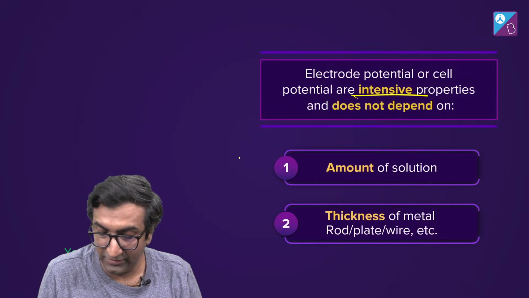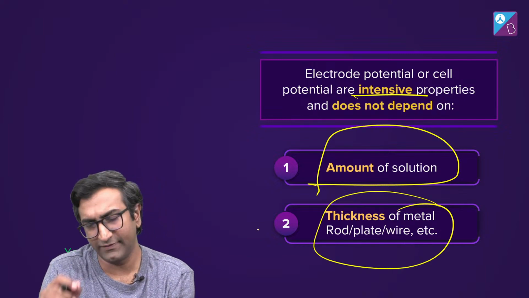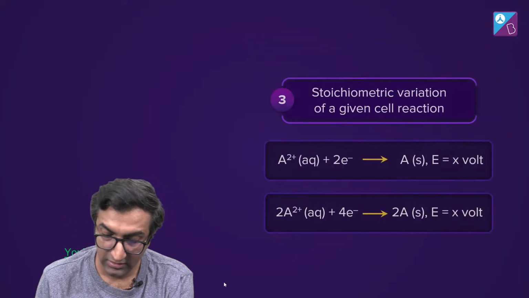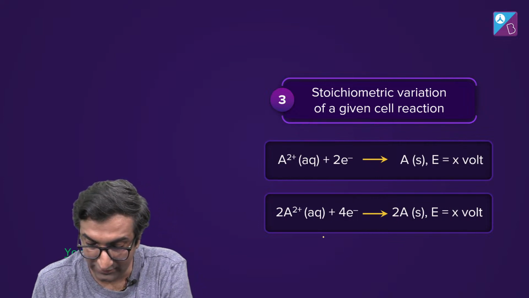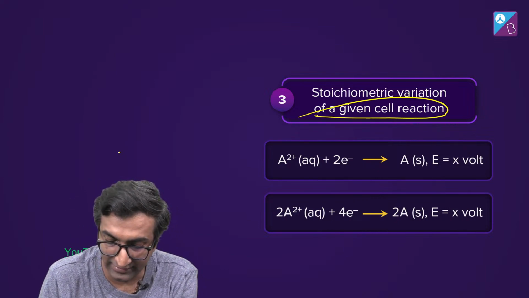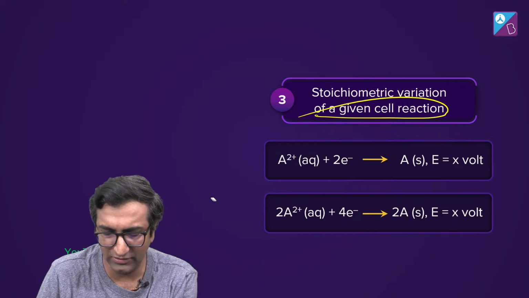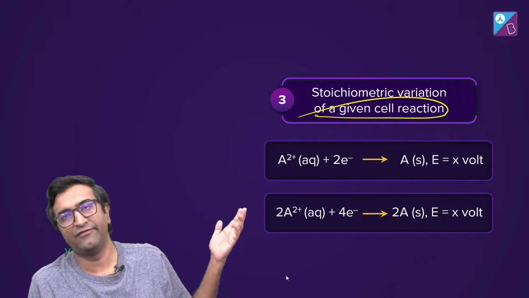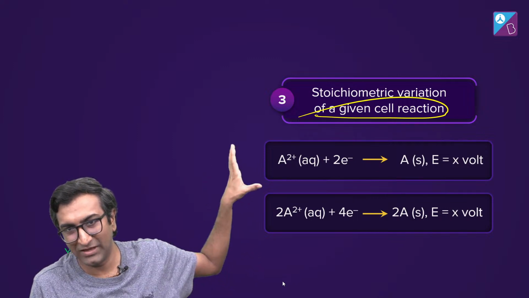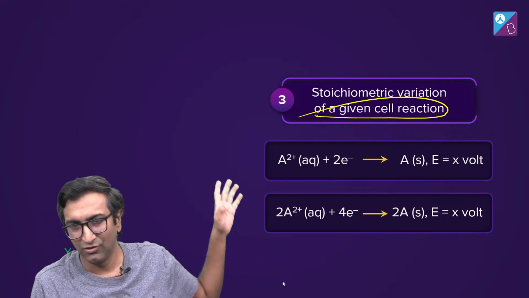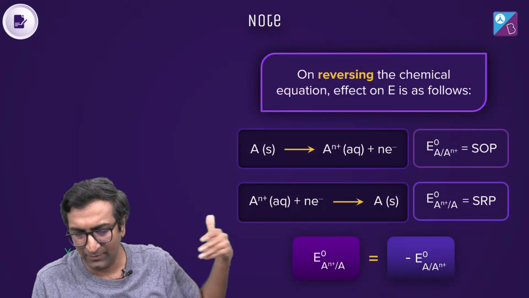It's an intensive property. It does not depend on how much solution you take. It doesn't depend on the thickness of the metal and all that. Even a little bit of metal will work. It also does not depend on the stoichiometric variation of a given cell reaction. That is, if I take this or 2 or 10 times the reaction, it doesn't matter. Because in a reaction you have 10 power 23 electrons or so, a lot of particles are involved. Even then E naught remains the same. So it doesn't matter if I do the reaction once or twice. These reactions are made for our convenience.